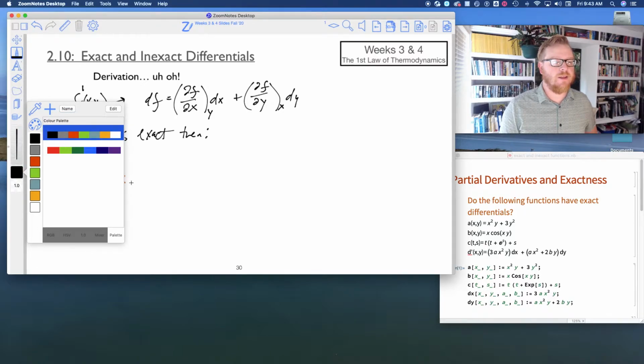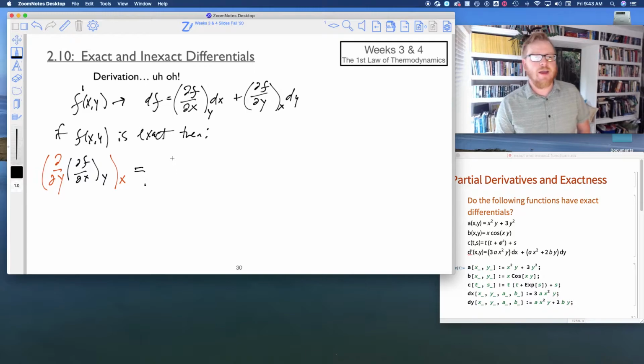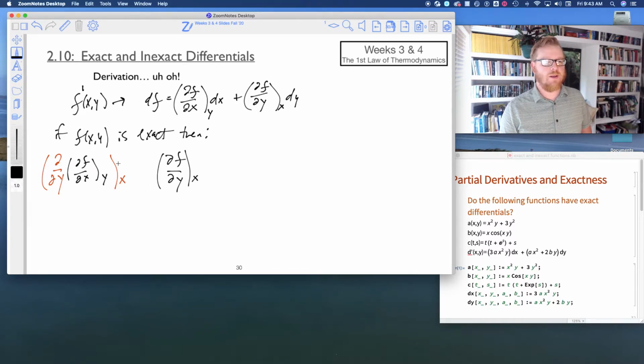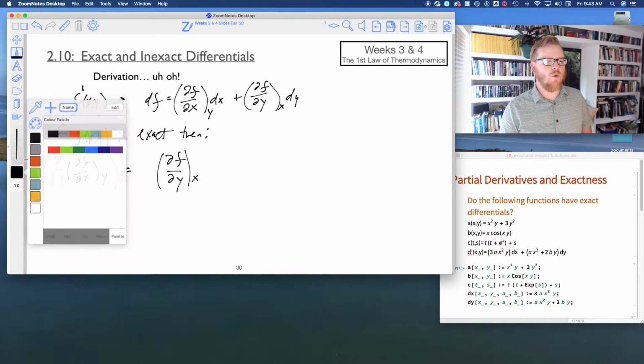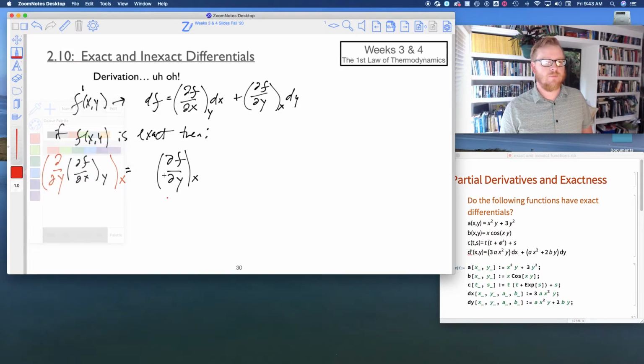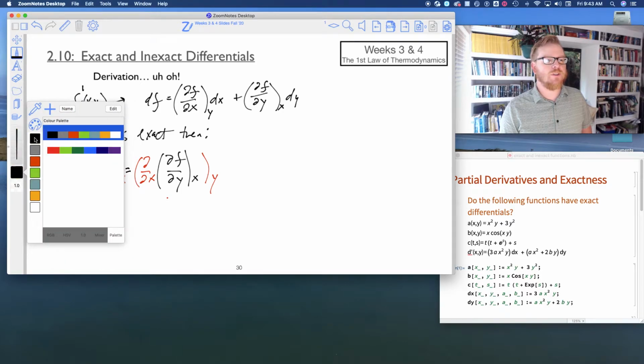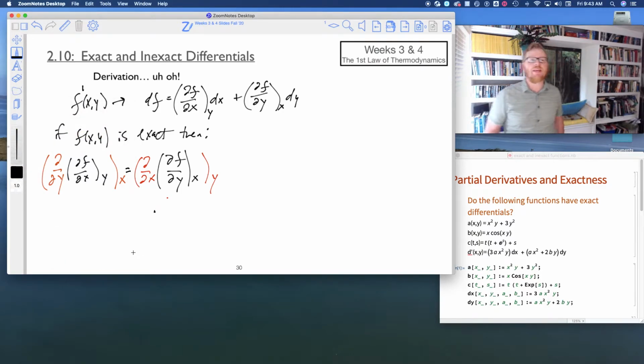Okay, get the black. Okay, here we go. Then the following must be true. If I examine now the first derivative of f with respect to y at constant x, let's make a little bit of room here, okay, then this all will equal the second derivative in x, all with respect to y. So in other words, what this exact differential means is I can take the derivatives in any order.